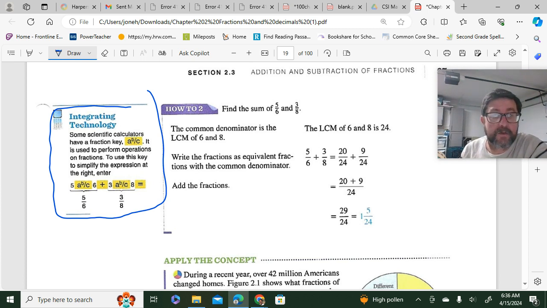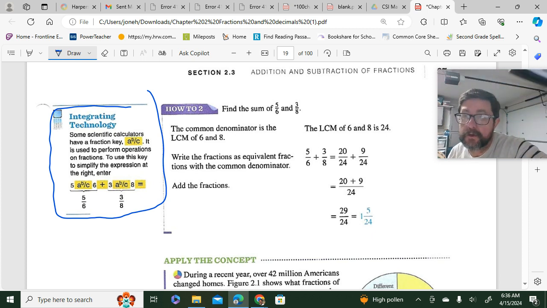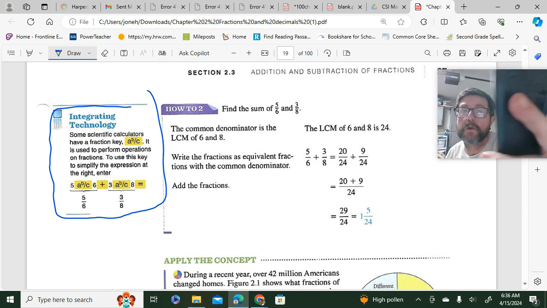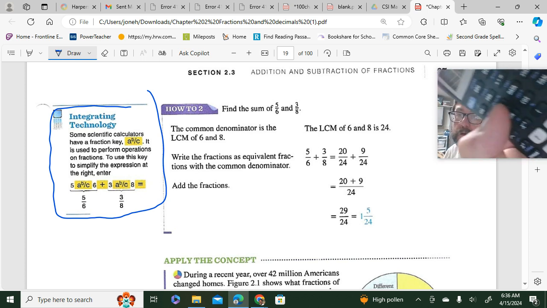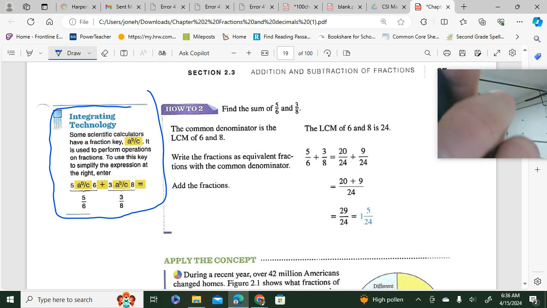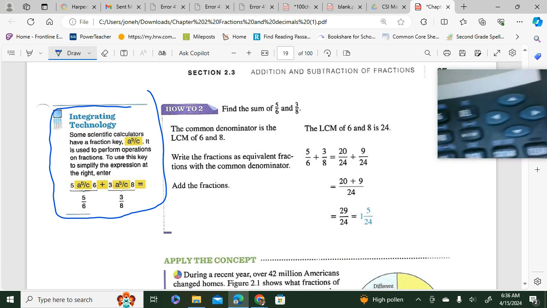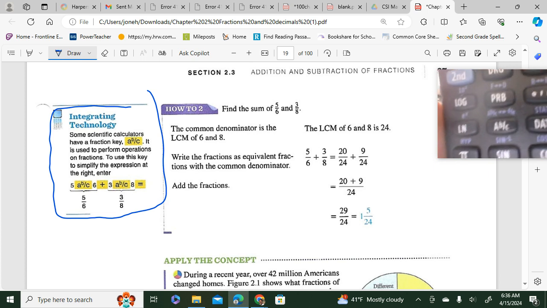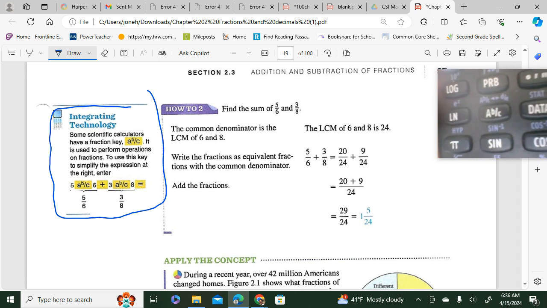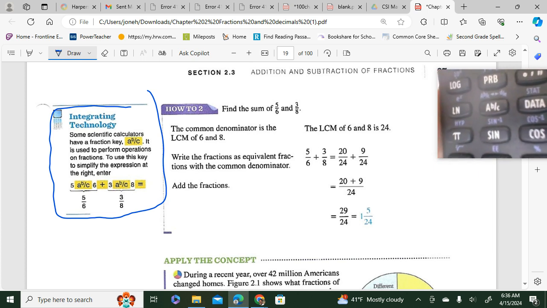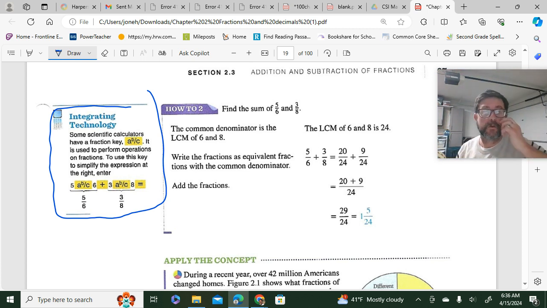Some scientific calculators have a fraction key. This is A, B over C. That is this button right here. Right there. A, B, dash, C. Okay. Looks the same as this.